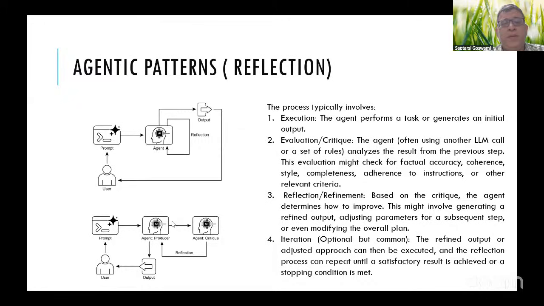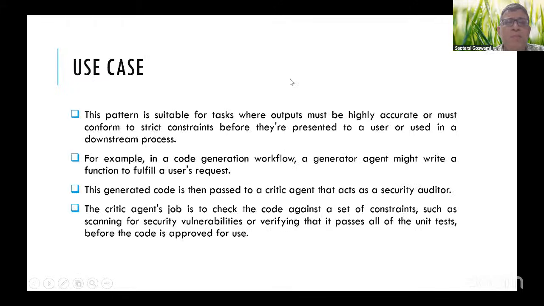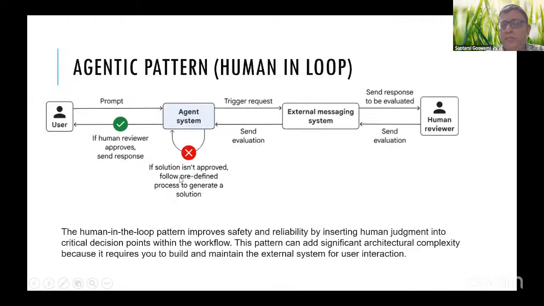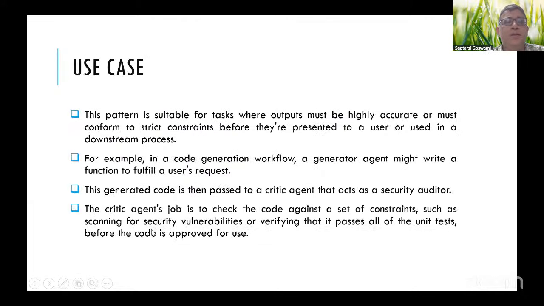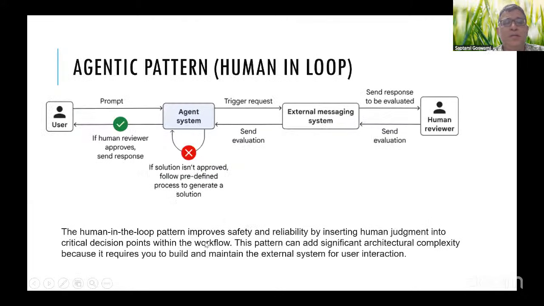Okay, let me go to the next pattern. Okay, I think some people are not on mute. Can they be muted? All right.